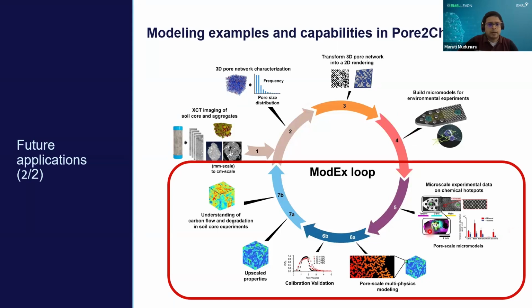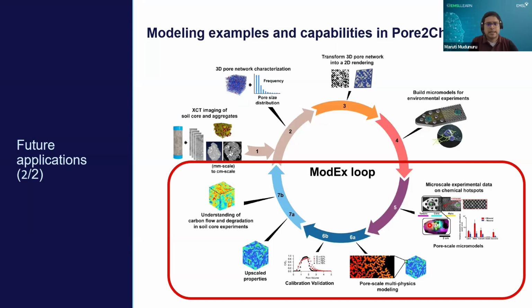So for step 4, once you build a micromodel, we perform experiments to conduct detailed analysis of how the carbon flows and how the carbon is being degraded, and what the associated observations are with respect to the carbon flow and degradation phenomena. Once we get this experimental data, we get a detailed understanding of how the chemical hotspots are formed within this porous media.